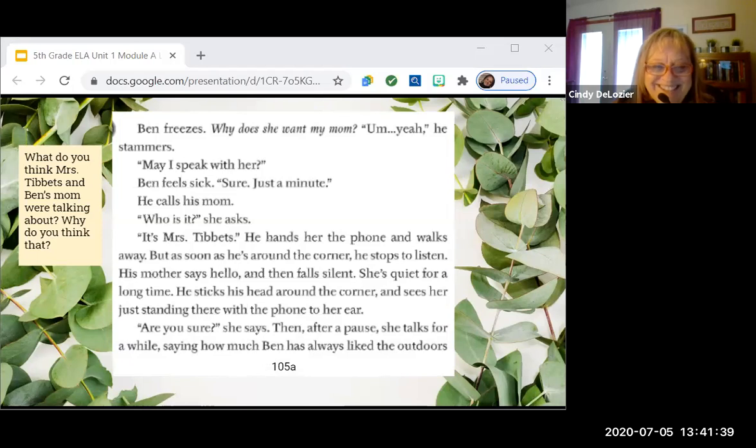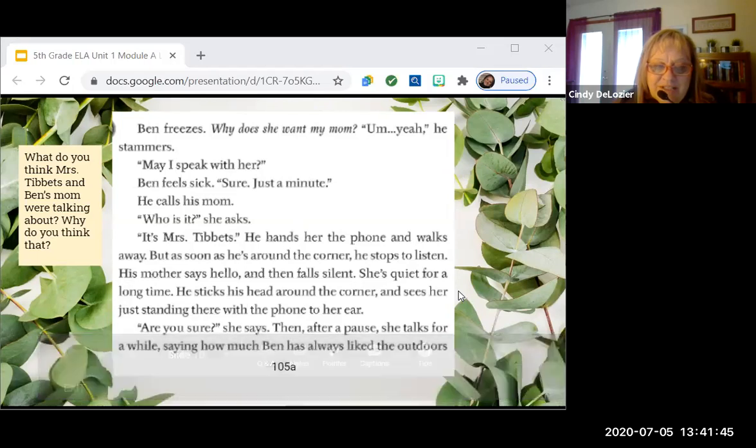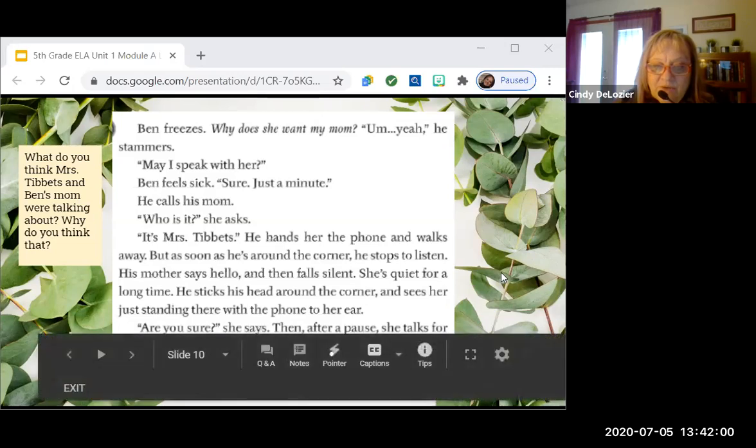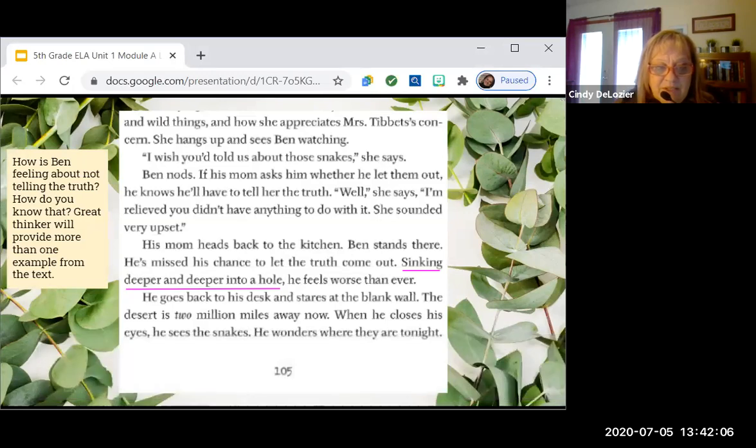Let's go on. His mother says hello and then falls silent. She's quiet for a long time. He sticks his head around the corner and sees her just standing there with the phone to her ear. "Are you sure?" she says. Then after a pause, she talks for a while, saying how much Ben has always liked the outdoors and wild things, and how she appreciates Mrs. Tibbets' concern. She hangs up and sees Ben watching.